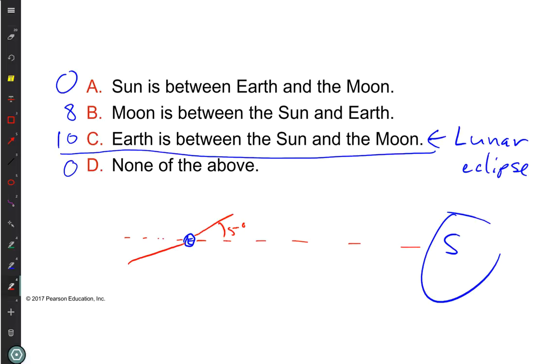Now, how many people have seen the movie Apocalypto? Wow, really? Not a one of you. Well, I still have to mock Mel Gibson. In the movie Apocalypto, they are sacrificing humans to the gods because the sun is being taken away by the gods. What was going on? A solar eclipse.